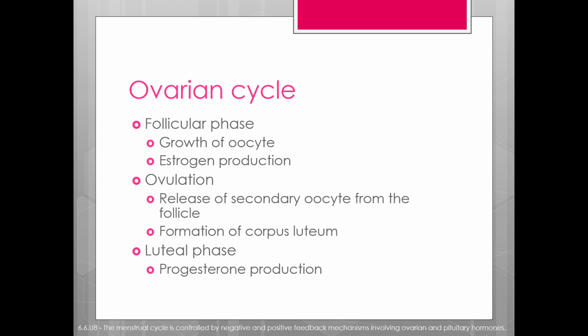So, first, there is so-called follicular phase. This is rather easy. During this phase, the new egg cell, called oocyte, will be developing and growing in the ovary. And it grows till it is mature, ready. At the same time, estrogen is produced.